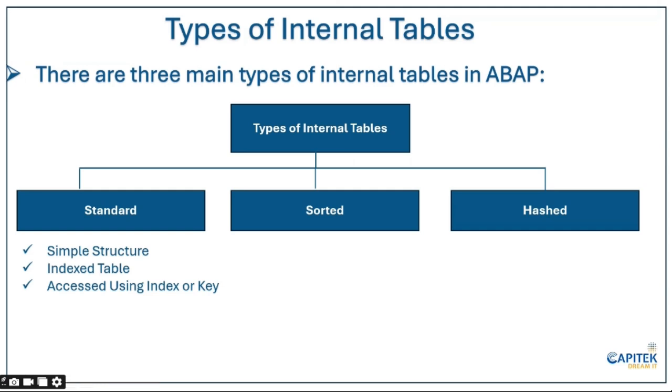Key means a field in the internal table can be made a key. Take an example like a primary key. If you make that a key, it means you can also access the content of the internal table using the field name which is declared as a key. It can be a key field or not. Okay, you can even access that using the key.